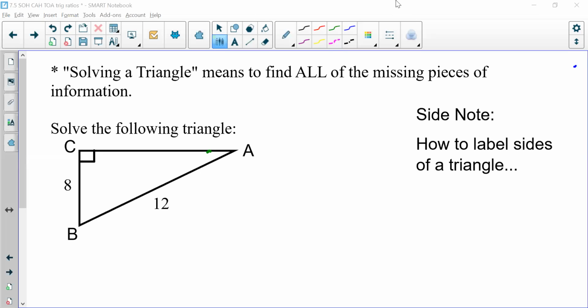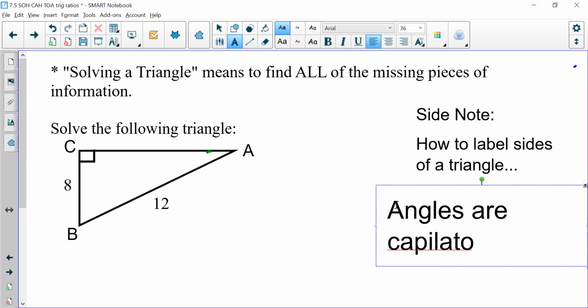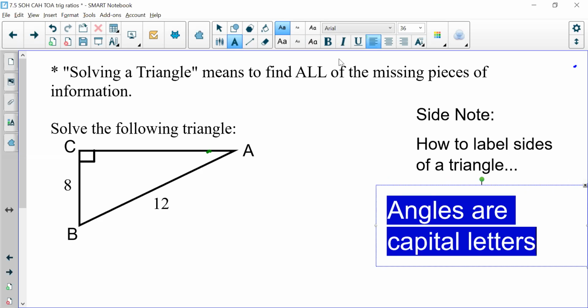Okay, before we start jumping right into solving the triangle, I need to remind you how to label the sides of a triangle. So when you're working with a triangle, angles are always capital letters. Angles are capital letters, so angle ABC in this triangle. Sides are always lowercase letters.